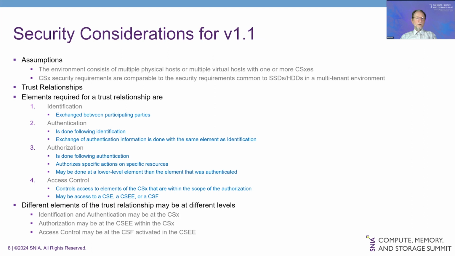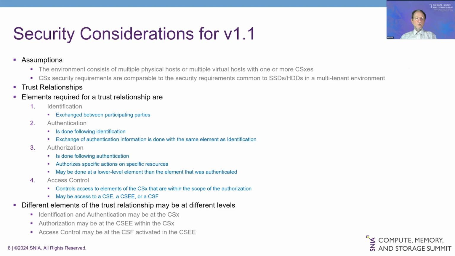In order for a trust relationship, you need identification. So that's the exchange between the participating parties, the host and the device. You need authentication. So authentication is done following identification. It is the exchange of authentication information with the same element as the identification is done with. Authorization is done following authentication to authorize specific actions on specific resources. It may be done at a lower level element than the element that was authenticated.